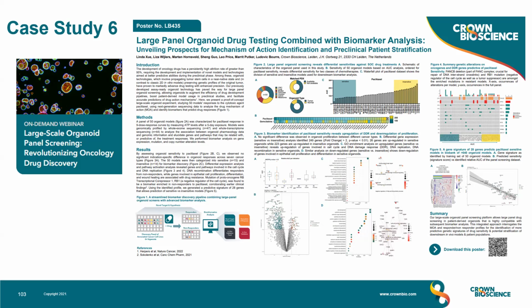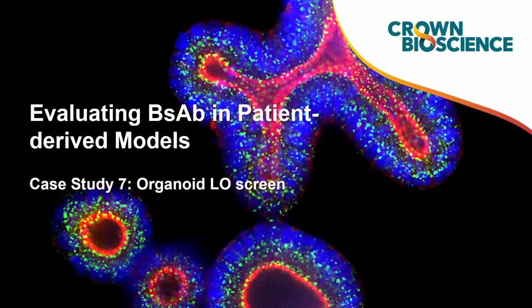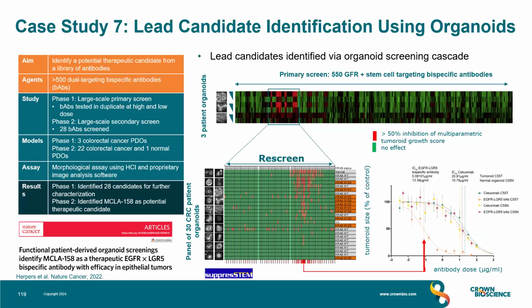What I want to do is finish with a final case study focusing on lead identification using organoids for bispecific antibodies. This study was published in Nature Cancer last year, where we were able to demonstrate the value of high-content imaging with organoids for unbiased functional testing, and this led to a lead candidate for clinical trials.